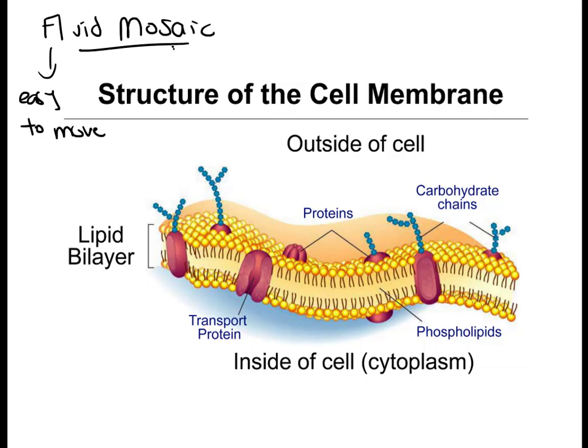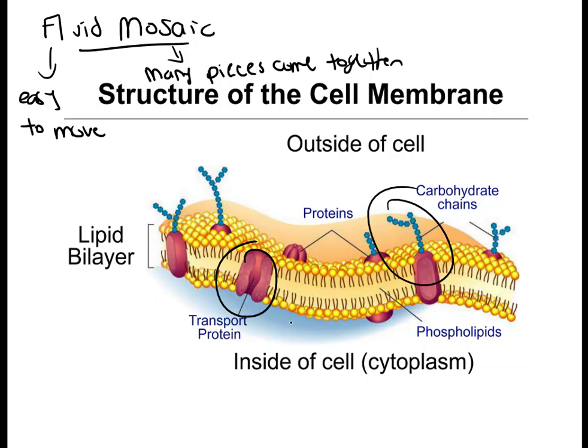And mosaic, hey, I have a bunch of art majors in this class. You guys know what a mosaic is. It's kind of like a collage. It's like a stained glass window. It's like many pieces that come together. And that's what happens in the cell membrane. These proteins and carbohydrates, they're like the mosaic. They're like the collage in the membrane. But also they're fluid, meaning they don't just stay in one place. They're constantly moving around in the membrane.